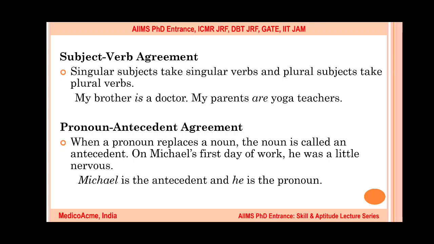When a pronoun replaces a noun, the noun is called an antecedent. In a single sentence, you can see Michael is the antecedent and he is the pronoun: on Michael's first day of work he was a little nervous. You cannot use Michael two times, so you have used he in place of Michael. He is a pronoun and Michael is the antecedent. The antecedent is basically the noun for which the pronoun was used in the same sentence.